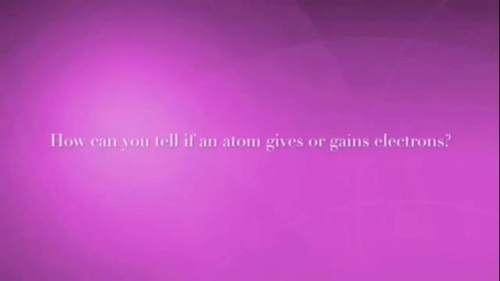An ion is an atom or a group of atoms that has electric charge. If an atom has 1, 2, or 3 valence electrons, then you know it gives electrons away. If it has 5, 6, or 7 electrons, then you know it takes electrons. If it has 8, then it neither gives nor takes electrons.